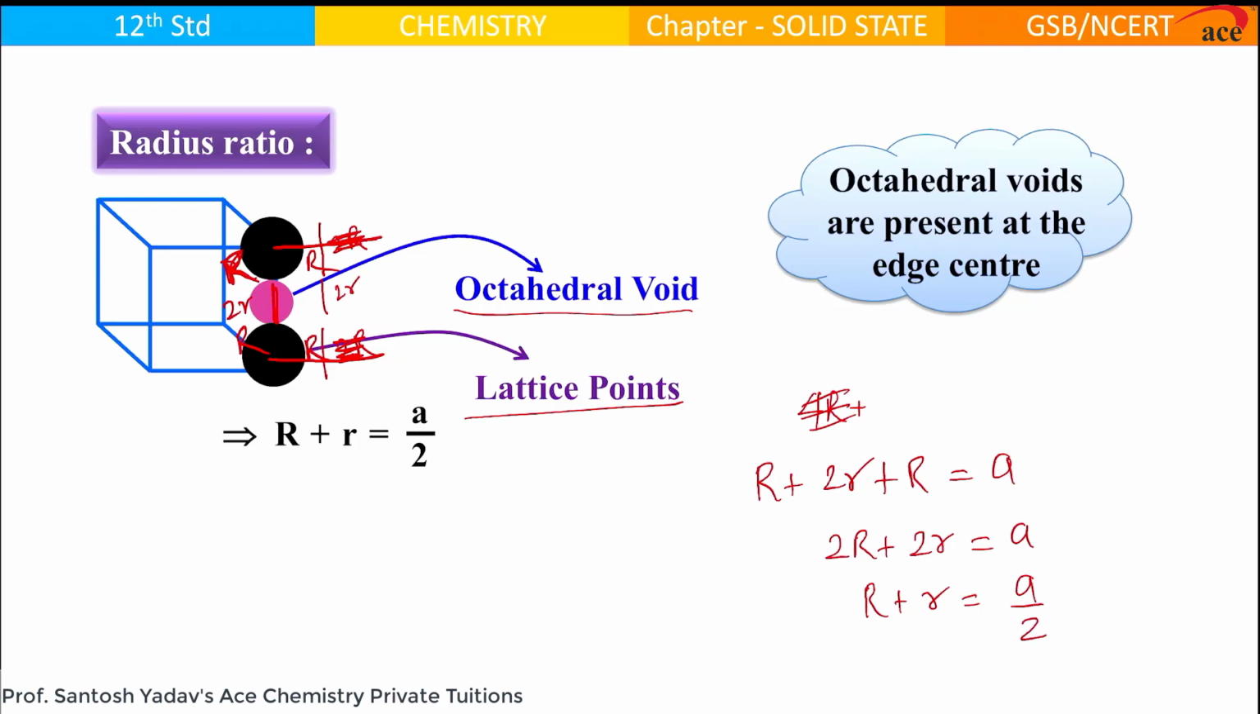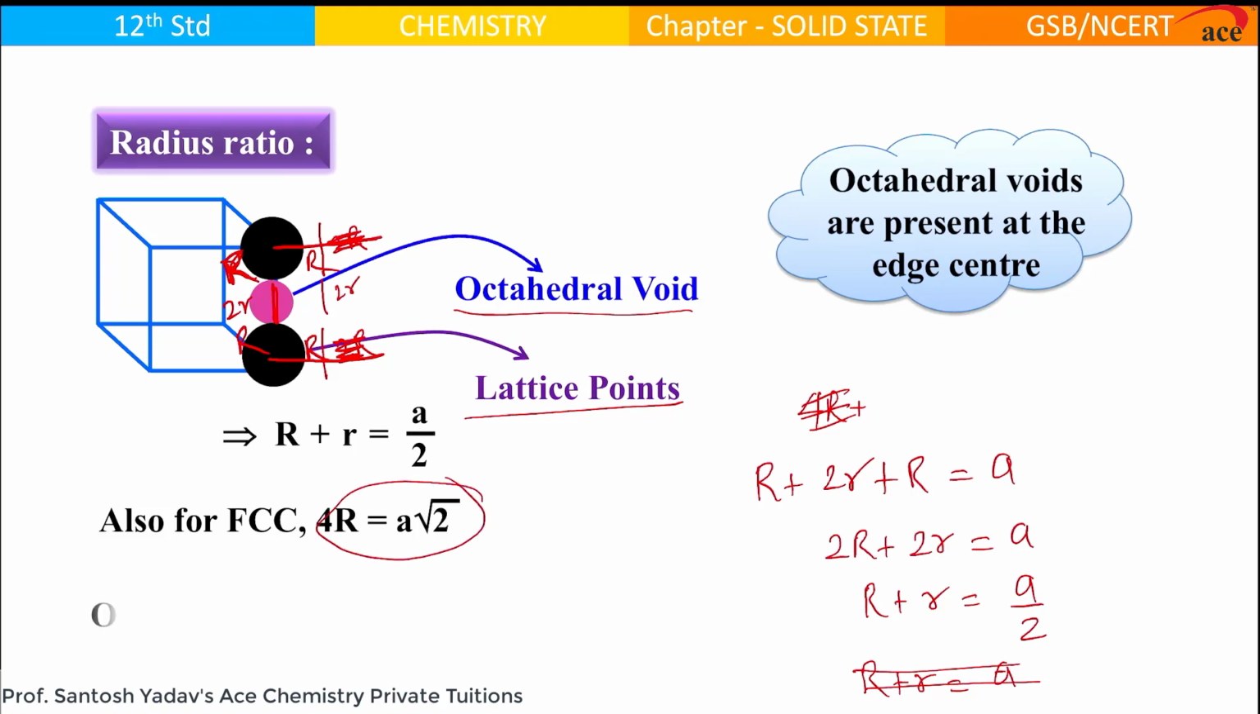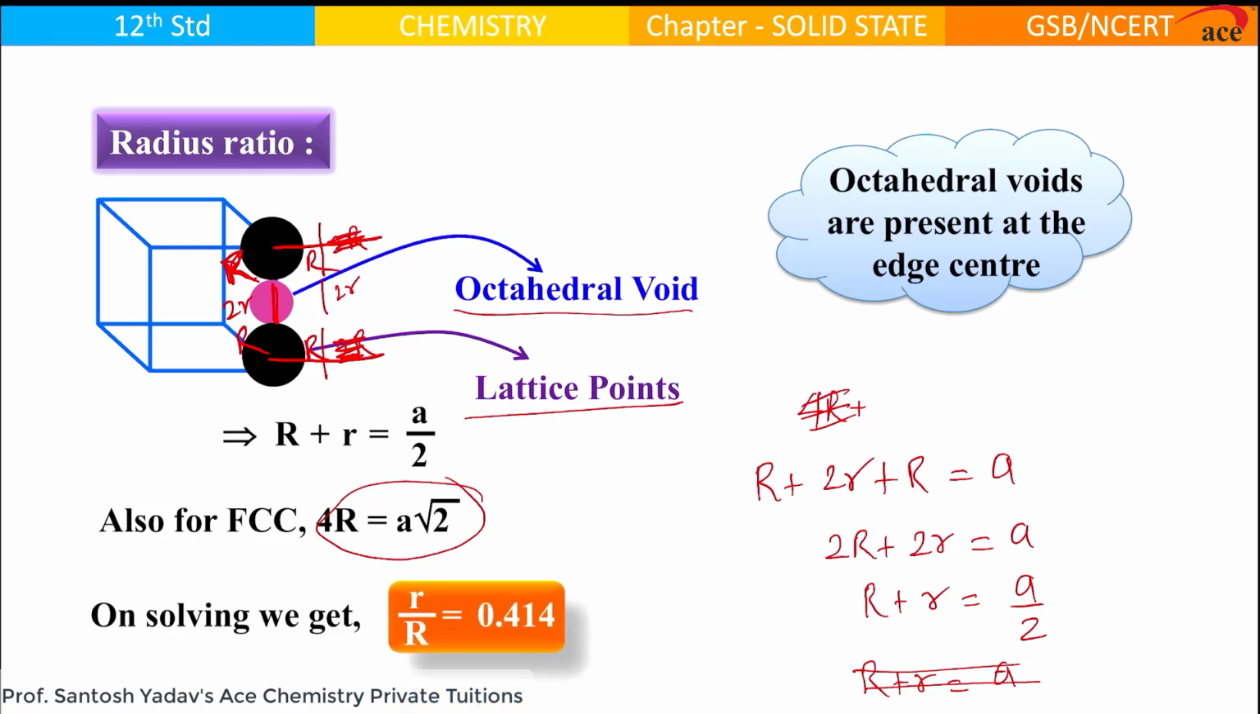So, this is the relation for octahedral void, and we know a is nothing but, not a, 4r is equal to a root 2 for FCC. If you substitute that value and solve, then r by R will be 0.414.